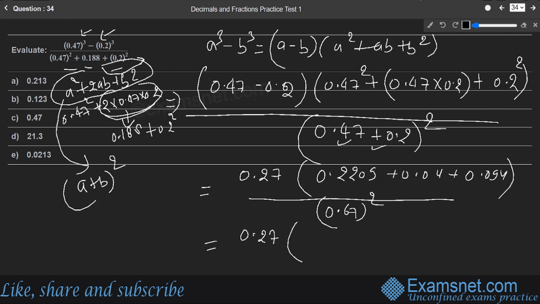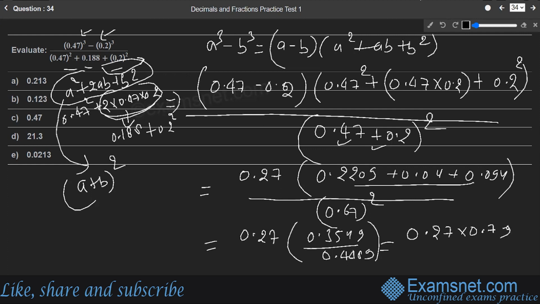0.27 stays outside, and inside it becomes 0.3549 divided by, in the denominator, 0.4489. If we solve this further, the answer is 0.27 into 0.79, which is 0.213. So that is the final answer of the question. The answer is 0.213. It is available in option A, which becomes the right answer.